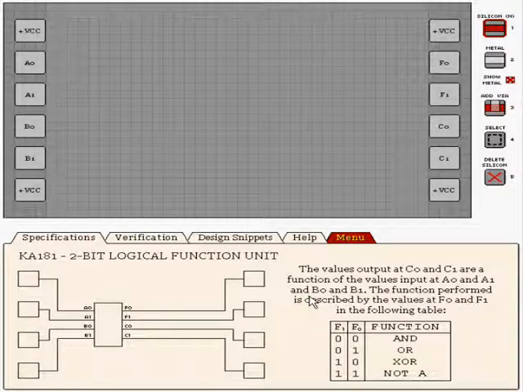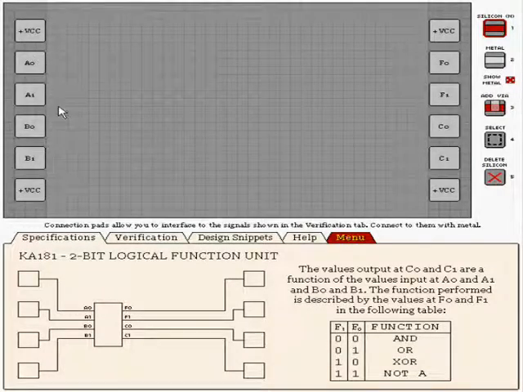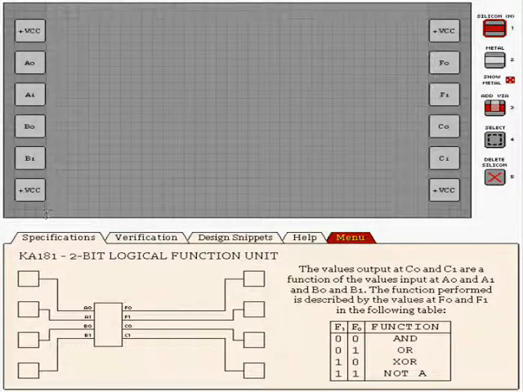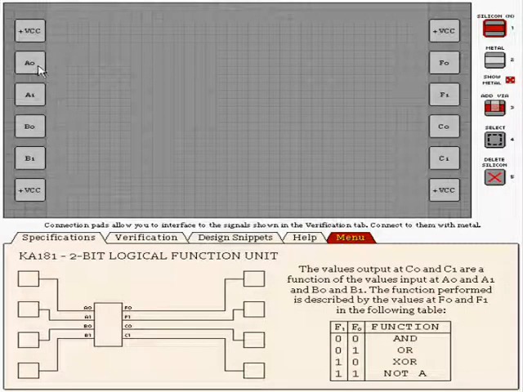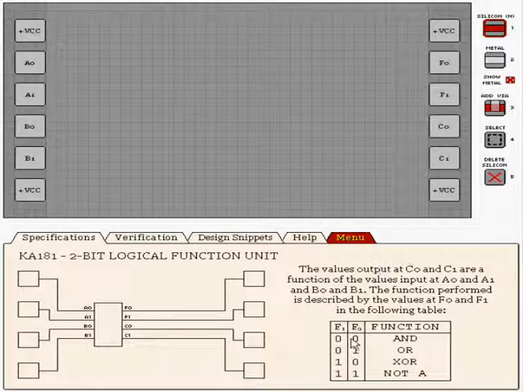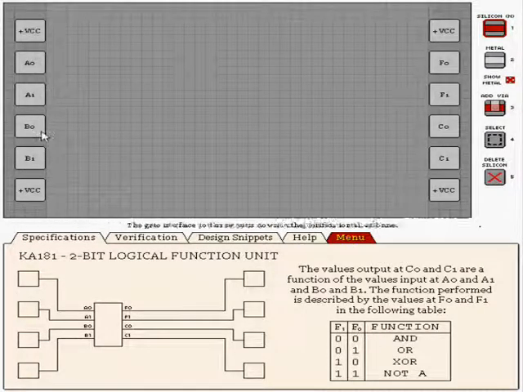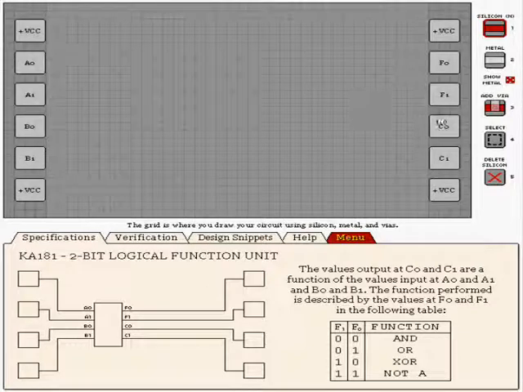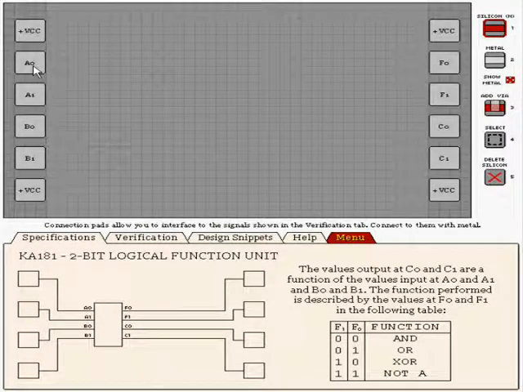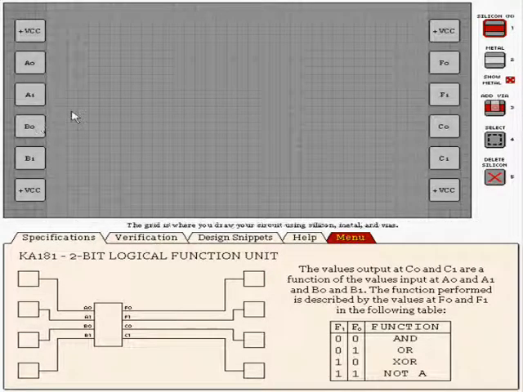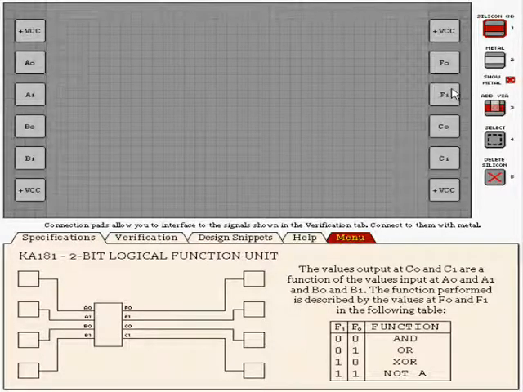And so what we have to do here is we have 4 inputs, A0, A1, B0, B1. A0 functions with B0 and A1 functions with B1. And the function between A0 and B0 depends on the combination of F0 and F1 given here. So when F1 and F0 are both off, the function between A0 and B0 is AND. So C0 is on when A0 and B0 are on, when F0 and F1 are off.